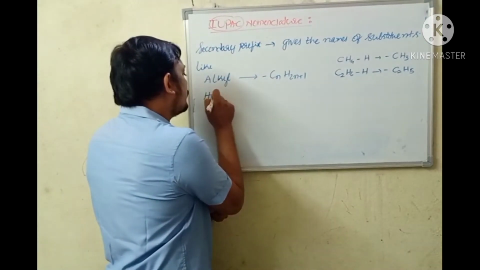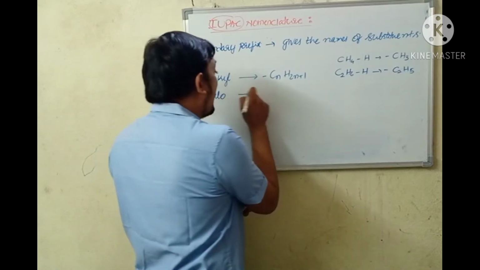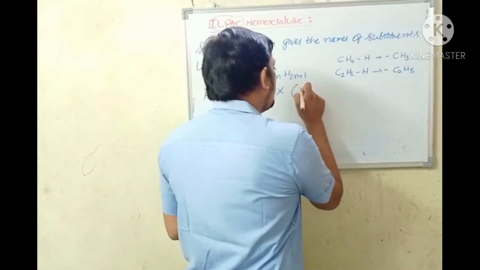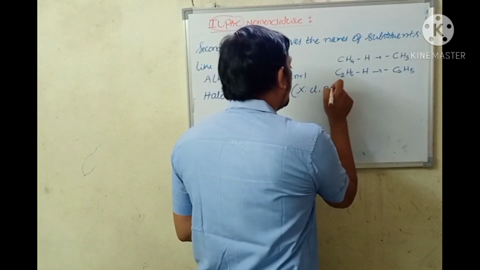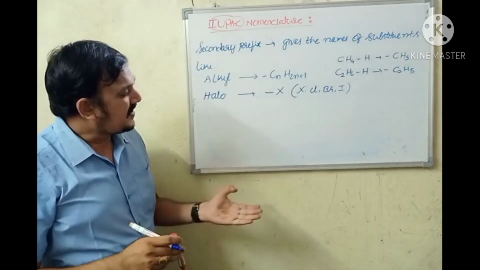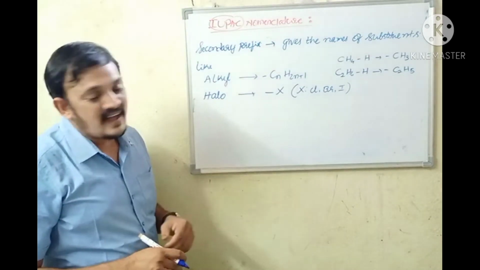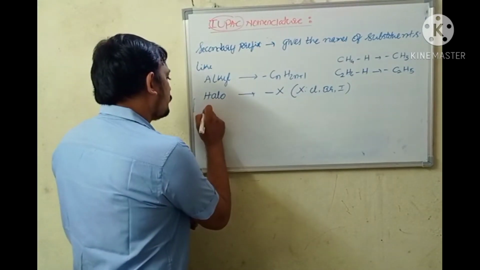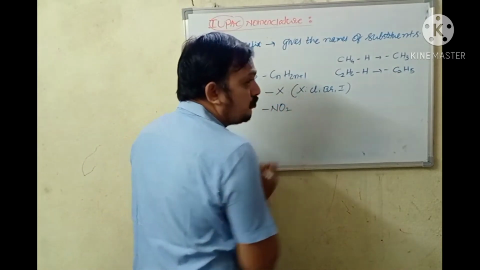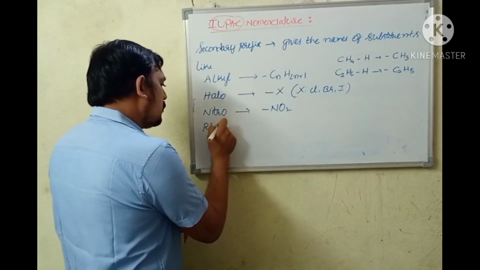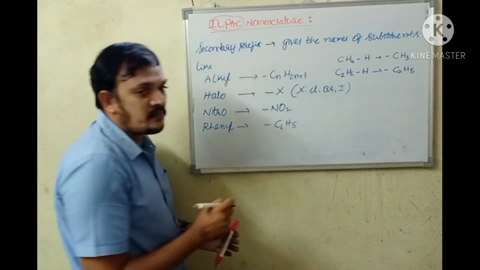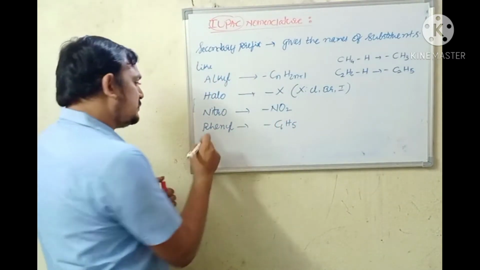Second substituent we are going to discuss is halo. That means halogen, which can be represented by X. Here, X can be chlorine, bromine, iodine. If X is chlorine, chloro. If X is bromine, bromo. If X is iodine, it will be iodo. Nitro group, NO2. Phenyl group, C6H5, which is obtained by removal of hydrogen atom from benzene.